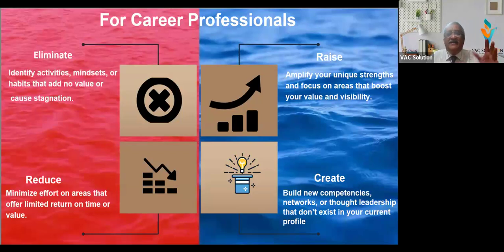Third thing is raise and focus your unique strength on capabilities and value which can make you visible. Without visibility, you will be a non-entity. In a company of 10,000 also, you can create a visibility through what you do. Don't talk, do. Let actions speak louder than words. What is it you can do?